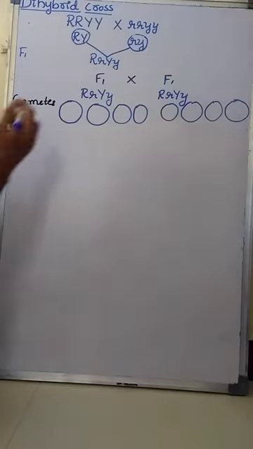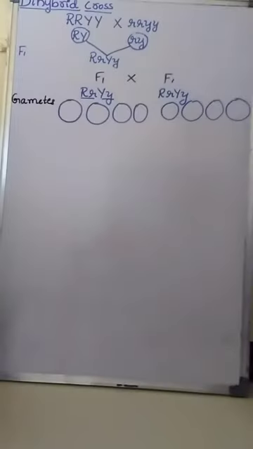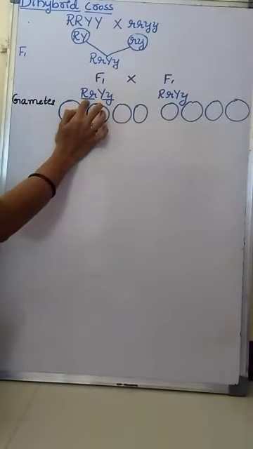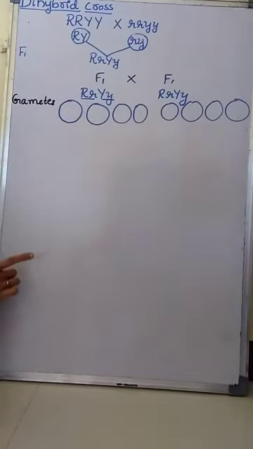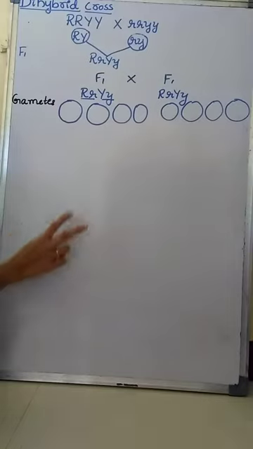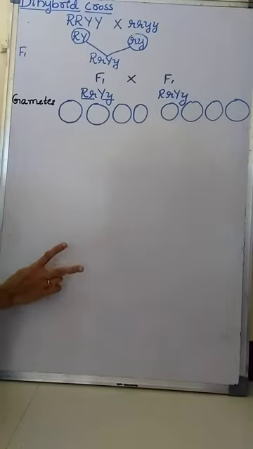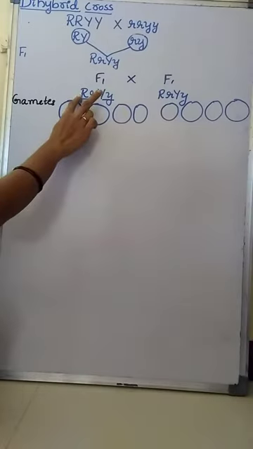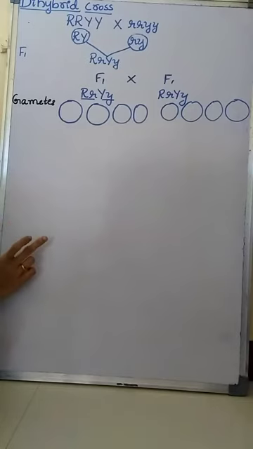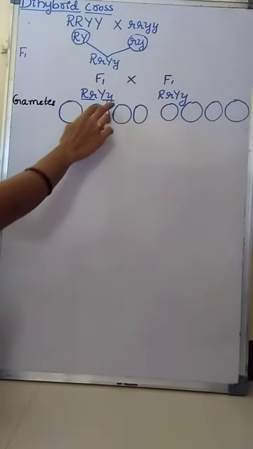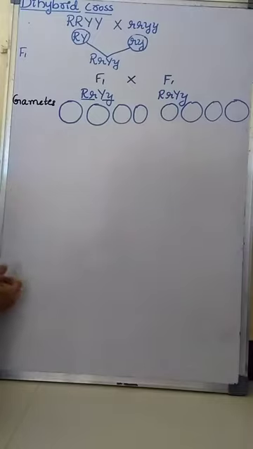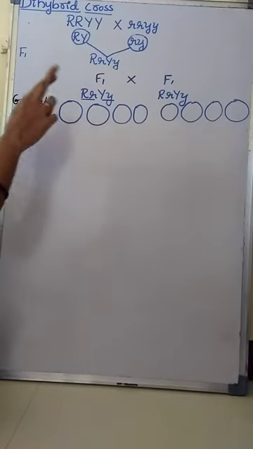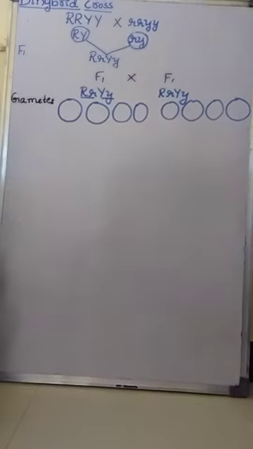During the formation of gametes, here capital R and small r, and here capital Y and small y. Capital R and small r are the two alleles or genes which represent the shape of the seed. Shape of the seed includes two contrasting forms: one is round and the other is wrinkled. And capital Y, small y represent the color of the seed. In case of seed color, there are two contrasting forms: one is yellow and the other is green.